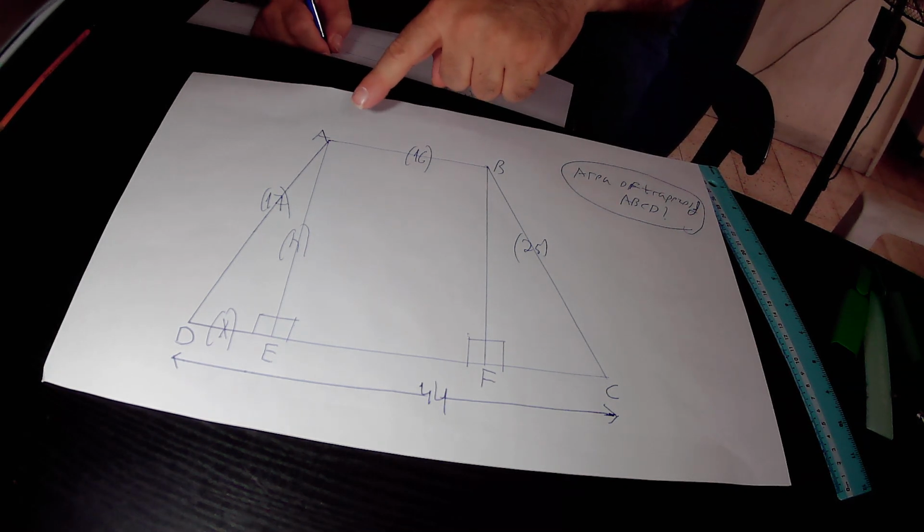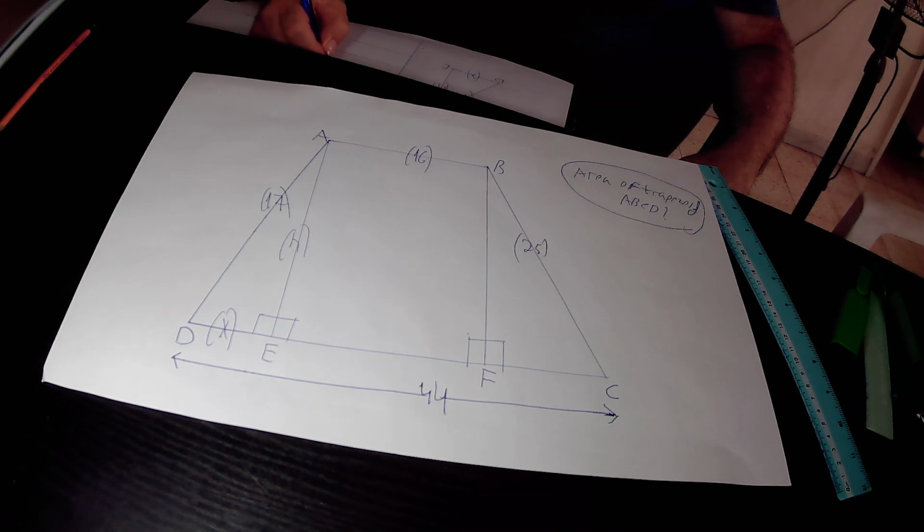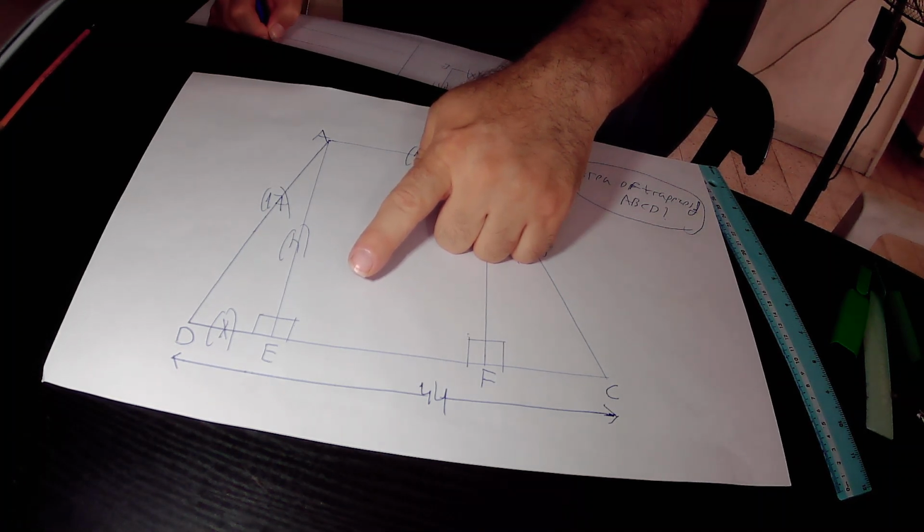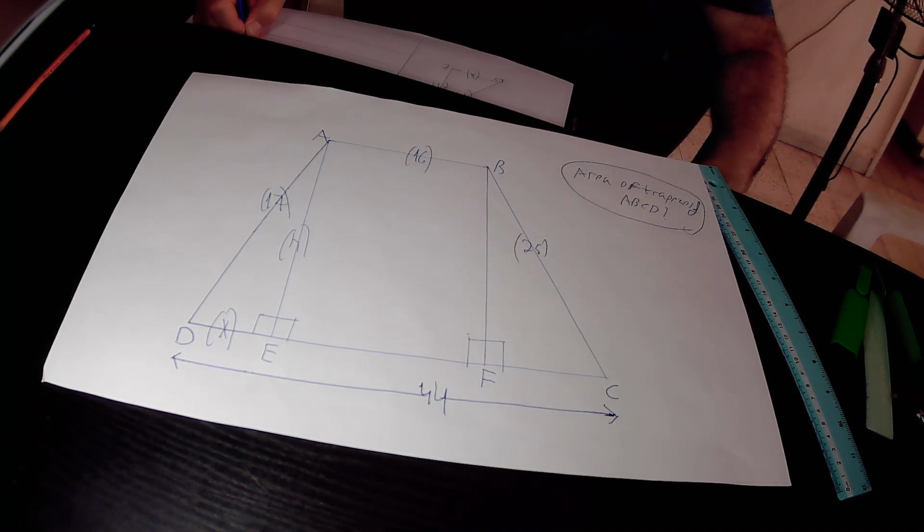This is the missing angle BAE plus this angle, that is the right angle. In total, they must be equal to 180 degrees according to rule 16.